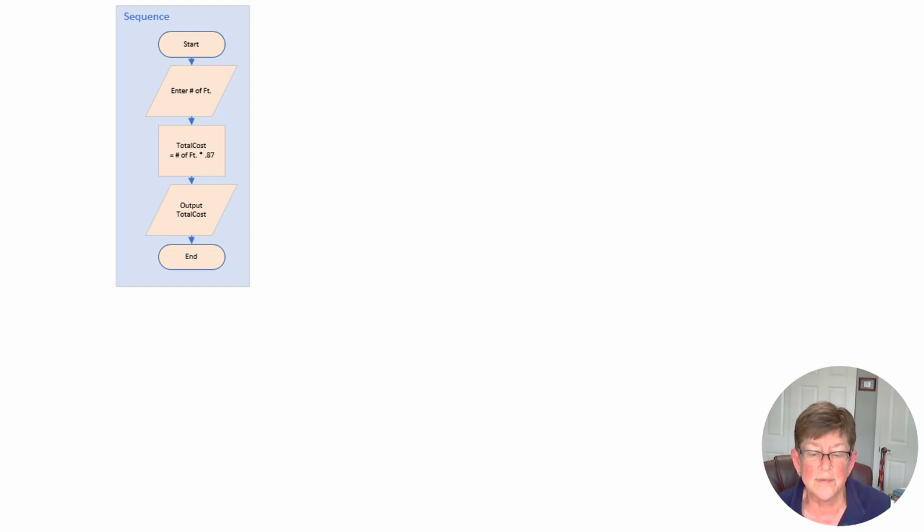Just as it sounds, a sequence structure is just that, steps done in sequence. Take a look at the first flowchart. We have a start, there's an input for the number of feet from the customer, a calculation of total cost, and then an output of that total cost, and the process ends.